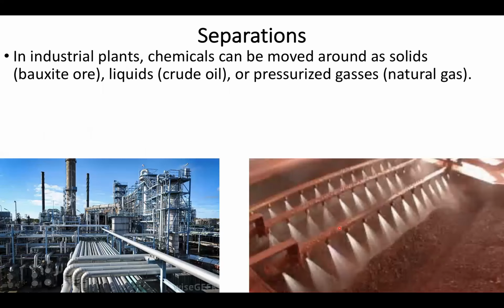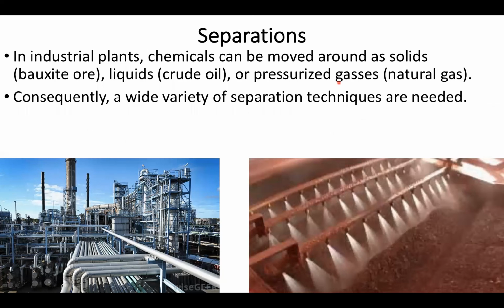So let's say I've got an industrial plant. One of the first things you should think about is in what mode your chemical is moving around. So, am I moving my species around as a solid, a liquid, or as a gas? This is going to vastly change the cost of the plant involved, as well as the separation techniques I can use.